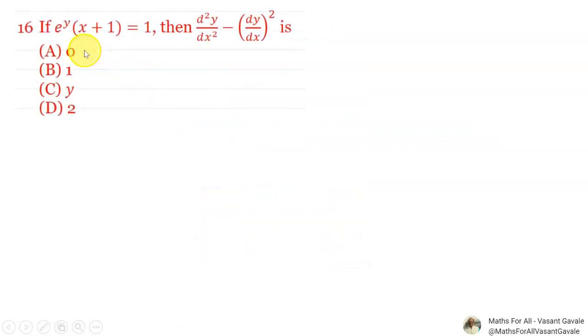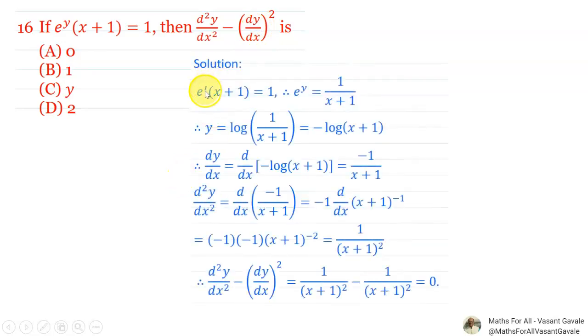Next example. If e raised to y in bracket x plus 1 is equal to 1, then d2y by dx square minus dy by dx bracket square is okay. Here the e dash that appeared, consider it as e raised to y. I will write here e raised to y into in bracket x plus 1 is equal to 1.